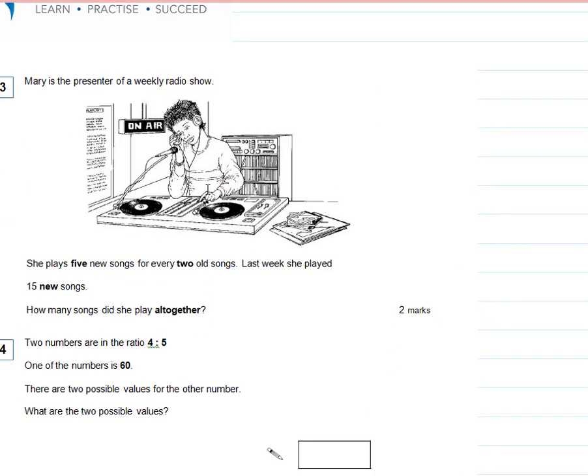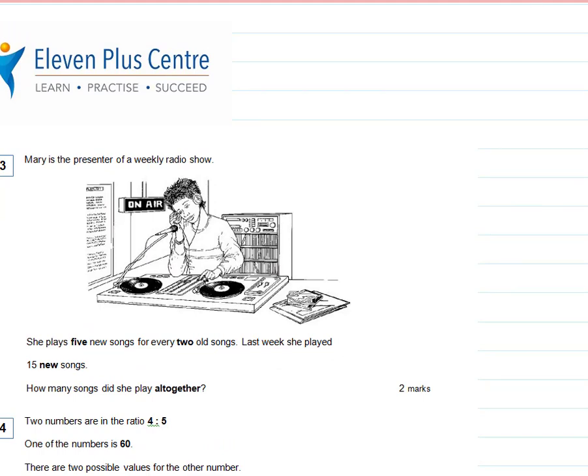Right, here we go. So Mary is the presenter of a weekly radio show. She plays 5 new songs for every 2 old songs. So this is how I do it. I say, right, new songs, old songs, and she plays 5 new songs for every 2 old songs. Last week she played 15 new songs. So we need to complete the puzzle. So 5 times what is 15? 5 times 3 is 15. So 2 times 3 is 6.